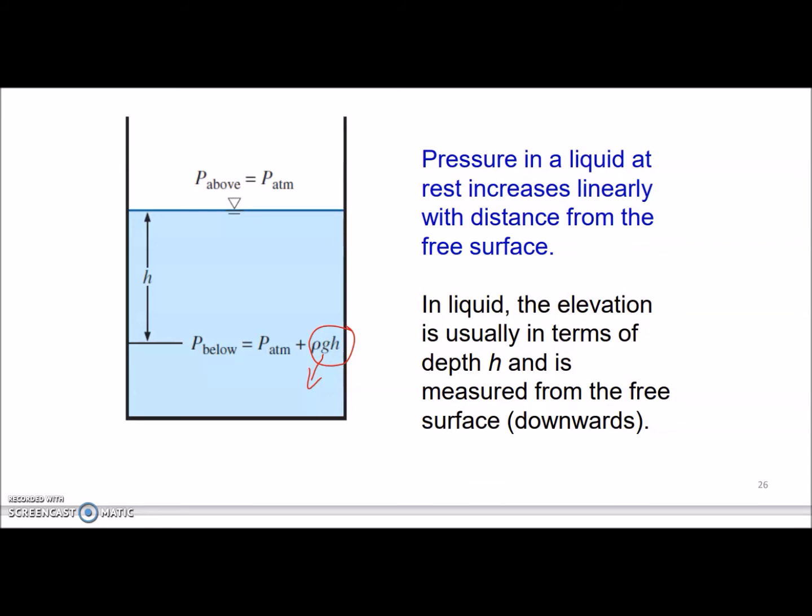Pressure in a liquid at rest increases linearly with distance from the free surface. So it depends on the H, because we substitute the H in the gauge pressure. In a liquid, the elevation is usually given in terms of depth H. Why is this mentioned? Because previously, if you still remember, in the pipe the elevation is represented by Z.